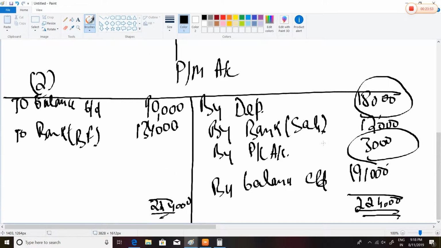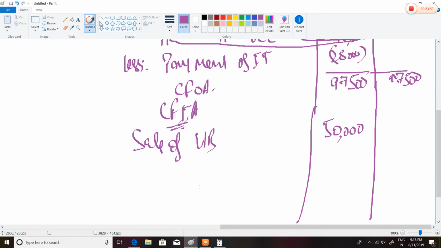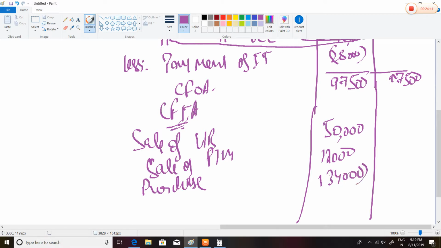Sale of plant machinery 12,000 and purchase of plant machinery 34,000. Sale of plant machinery 12,000 and purchase 134,000. Okay, next point. It was a simple point, so.